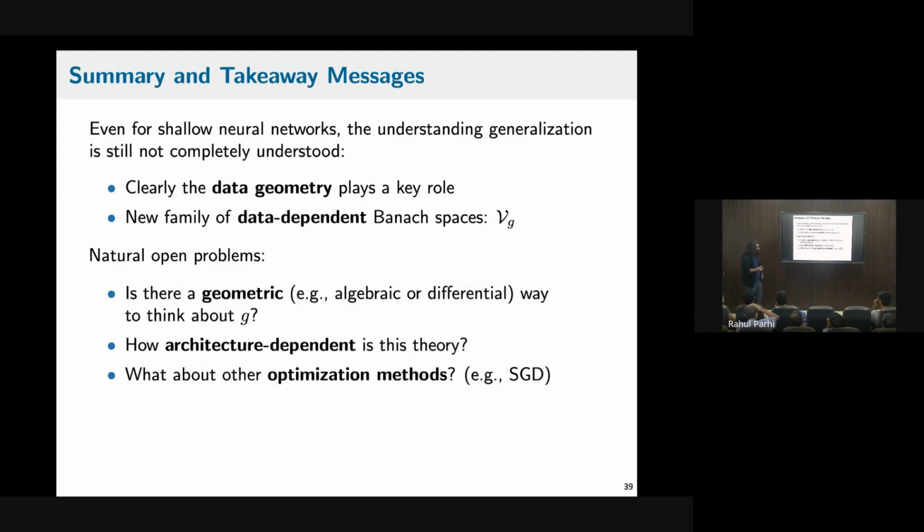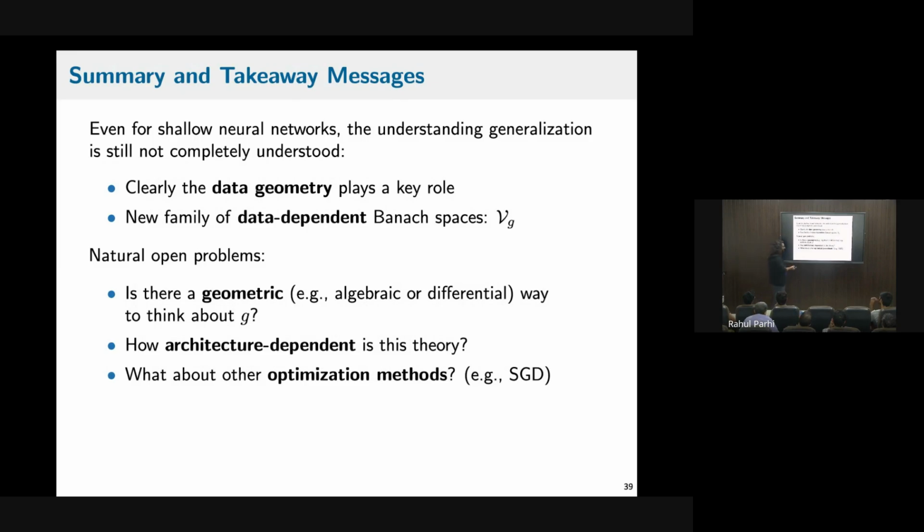So maybe, is there some sort of intrinsic geometric way to think about this G function and the data manifold, to get a more unified perspective rather than working out case studies like union of subspaces or the sphere, like what we've already done. You can also ask, how architecture dependent is this theory? Everything I showed you today hinged on the fact that this was a one hidden layer neural network. We were explicitly using the parametric form of a one hidden layer neural network to get anything that I told you. So you could ask, can I tell this story for other architectures and still get meaningful results?